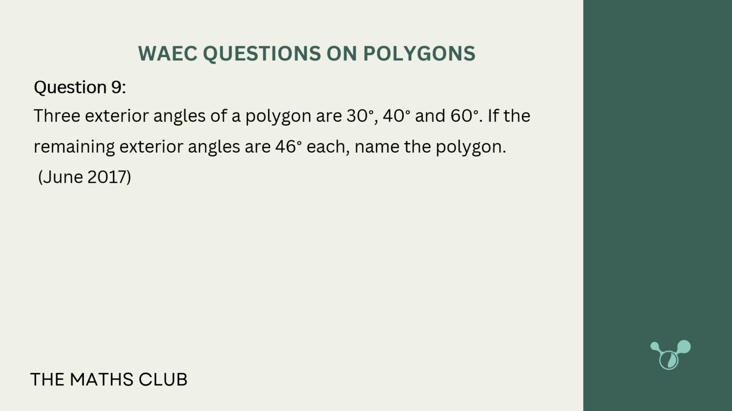Question now says that 3 angles or 3 exterior angles of a polygon. You see now we are told 3 exterior angles. We are told 3 angles. We can assume that they are interior angles. But we are told that 3 exterior angles of a polygon are 30 degrees, 40 degrees, and 60 degrees. If the remaining exterior angles are 46 degrees each, name the polygon. I want you to pause the video and try this out yourself.